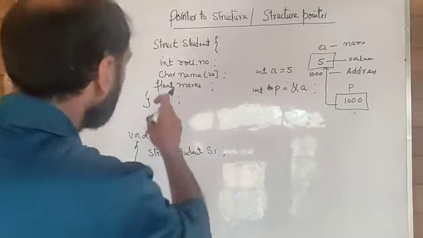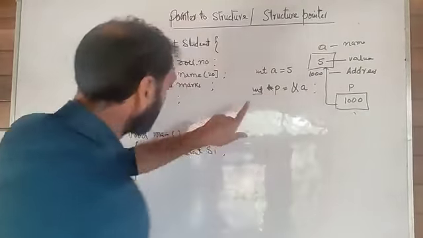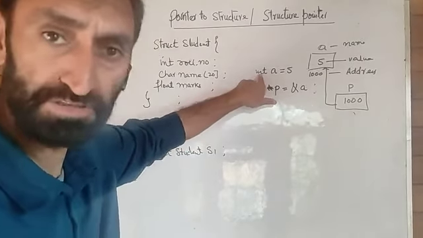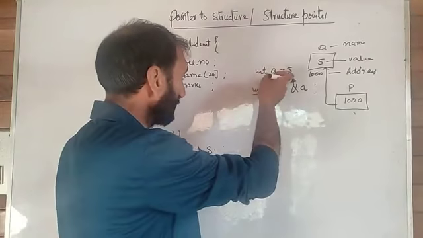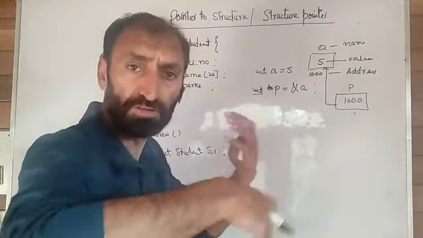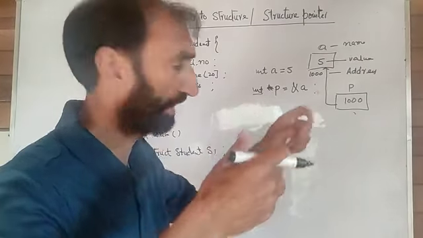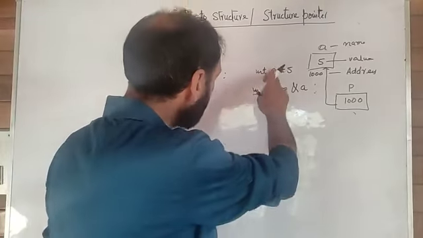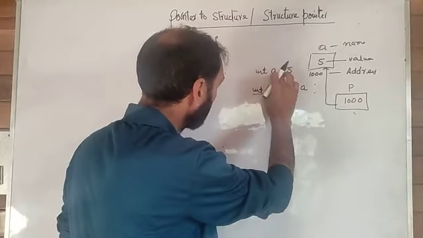But now, we know that int is a data type. Data type means the type of the data that is going to be stored. Here A is an integer variable, which means an integer value is going to be stored in A.